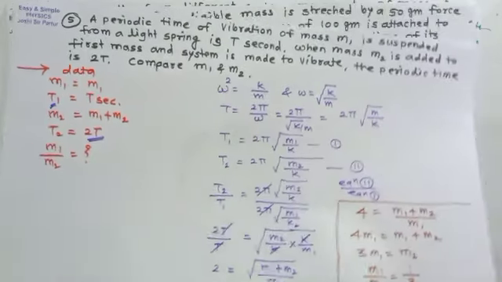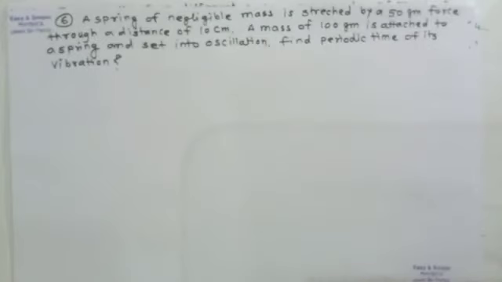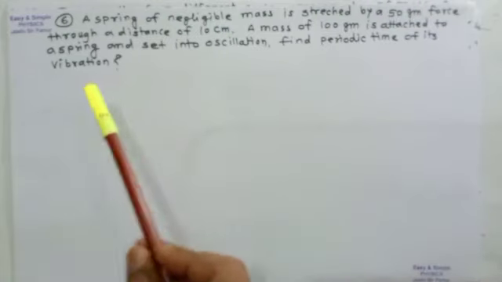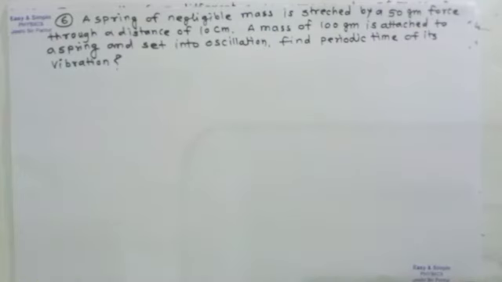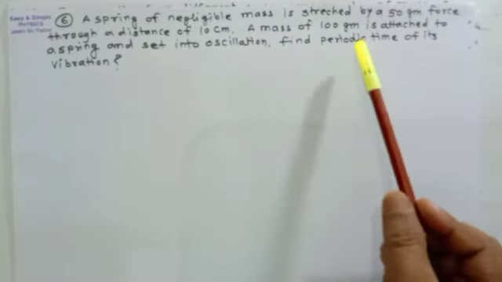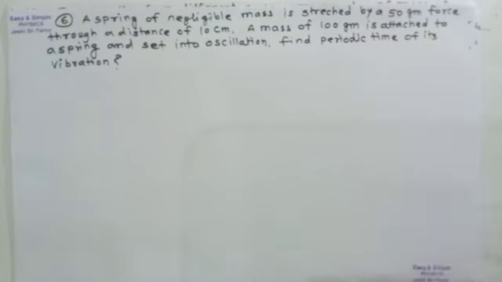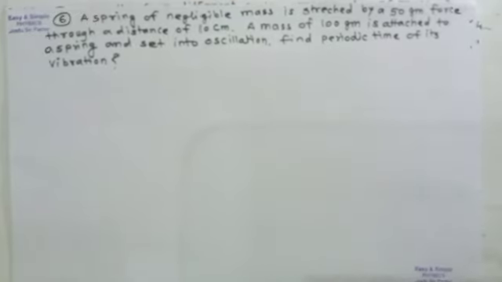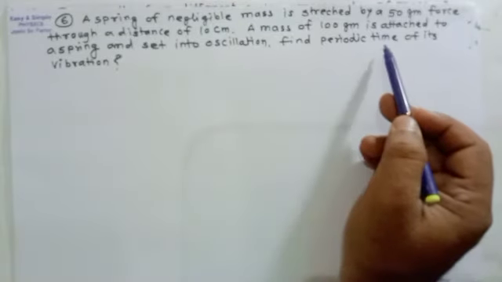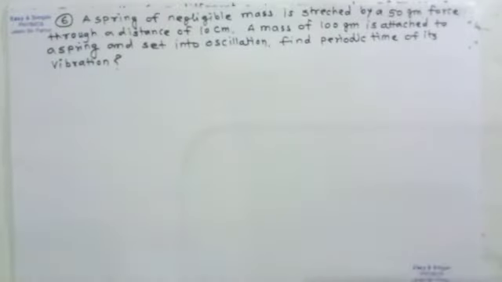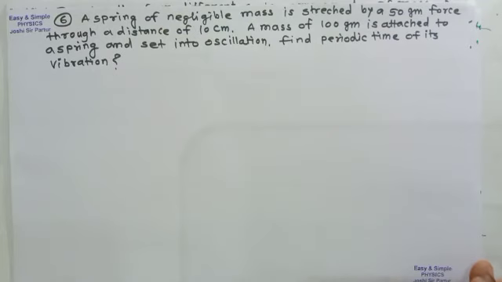Again, let us solve another example. A spring of negligible mass is stretched by a 50 gram force through a distance of 10 centimeter. A mass of 100 gram is attached to the spring and set to oscillation. Find the periodic time of its vibration.